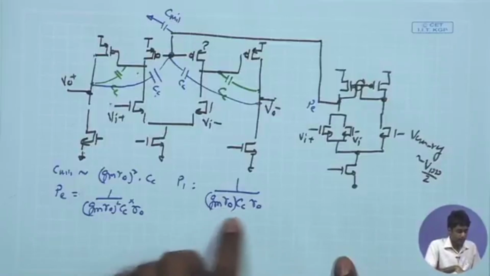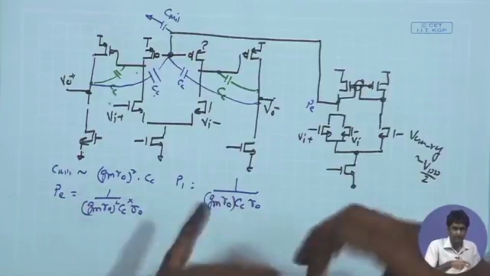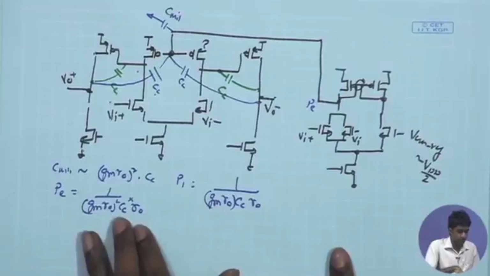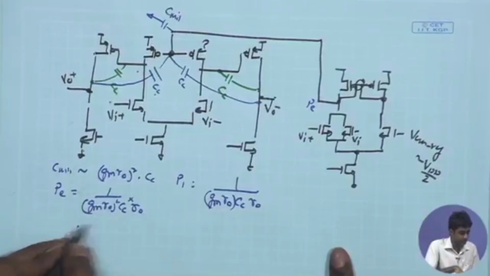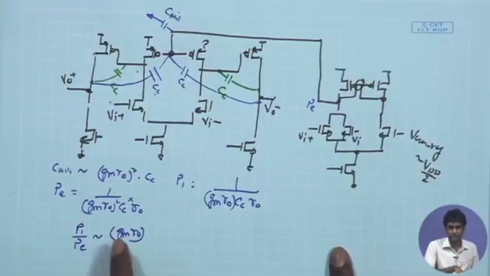And if I look at the ratios of Pe and P1 in the common mode loop, we are going to get a ratio of Gm Ro. So if I look at the ratio of the higher pole P1 upon Pe under this scenario, it is going to give you Gm Ro, which is not sufficient for getting a 45-degree phase margin.